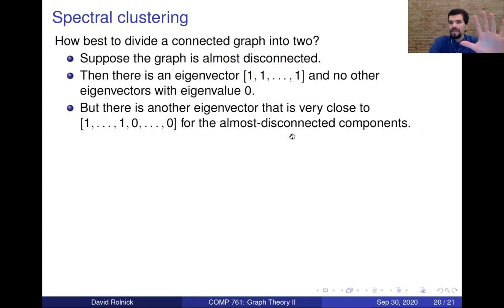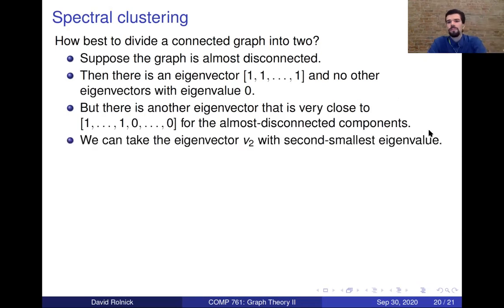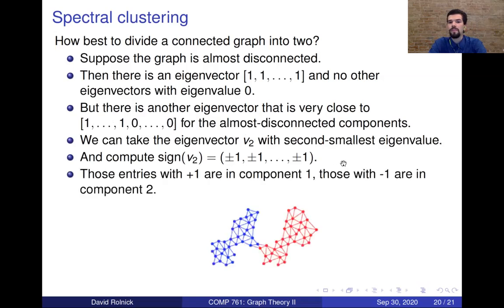I'm not going to go into formalizing this, but there is a way to formalize it. So what we can do is take the eigenvector with the second smallest eigenvalue. It's going to have an eigenvalue that's very close to 0. And we can just compute the sign. We can say which elements of this eigenvector are close to 1, which ones are close to 0. And the best way to do this, it turns out, is with the sign. The ones which are positive, we take as +1. And the ones which are negative, we take as -1. Those entries with +1, we put in component 1. And those with -1, we put in component 2.